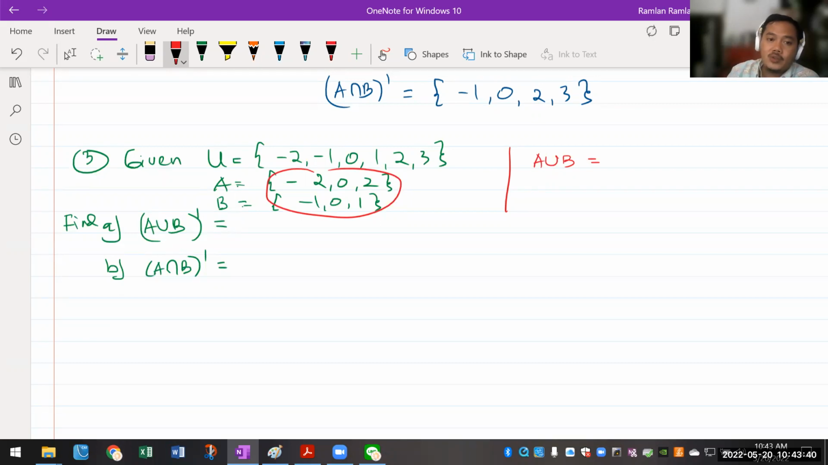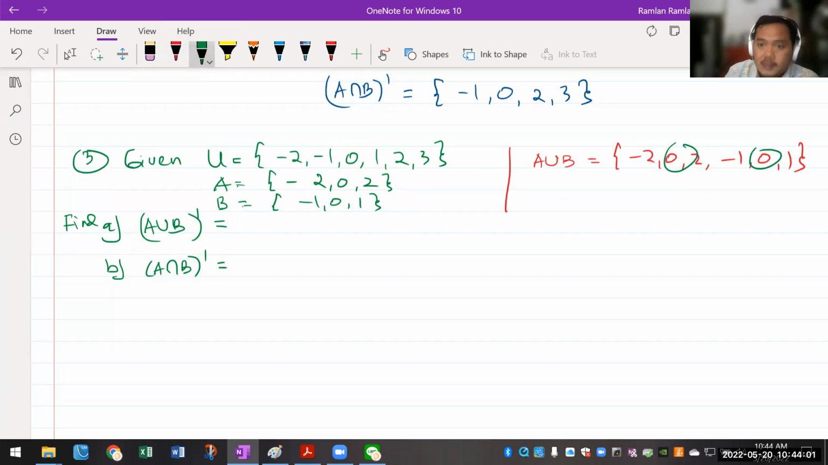There will be -2, 0, 2, and -1, 0, 1. But you don't have to write down the 0 twice. For example, if I write -2, 0, 2, -1, 0, 1, this is not correct, because we have two elements that are the same. You don't need to write it down twice, just write them once. If I rearrange that from the smallest to the largest, that would be -2, -1, 0, 1, and 2.